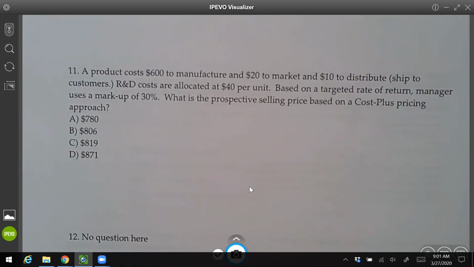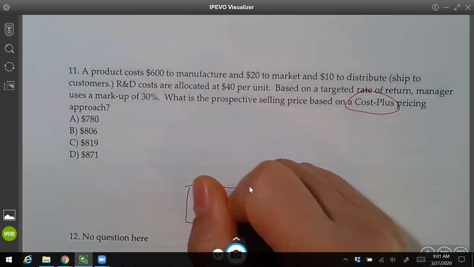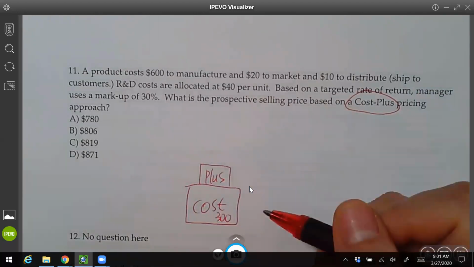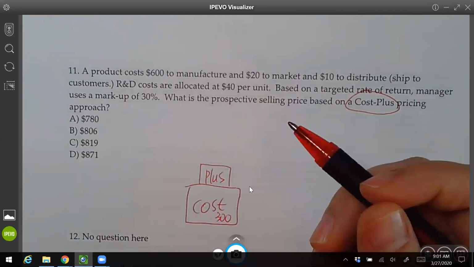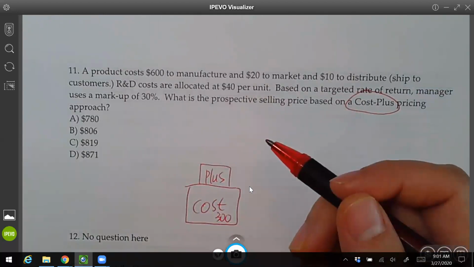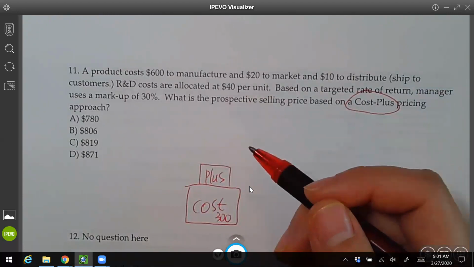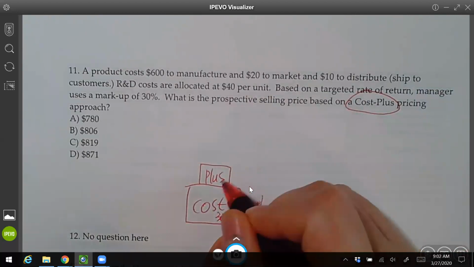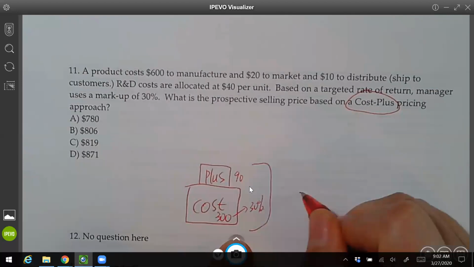So let's get started. For the cost-plus pricing approach, it's simple, just as the name shows you. You have the cost, and then you have the plus. Let's say the cost is 300, and you are thinking about adding the markup, the profit, the return. You want to mark up by 30%, so you want a plus of $90. So your total selling price will be $390.